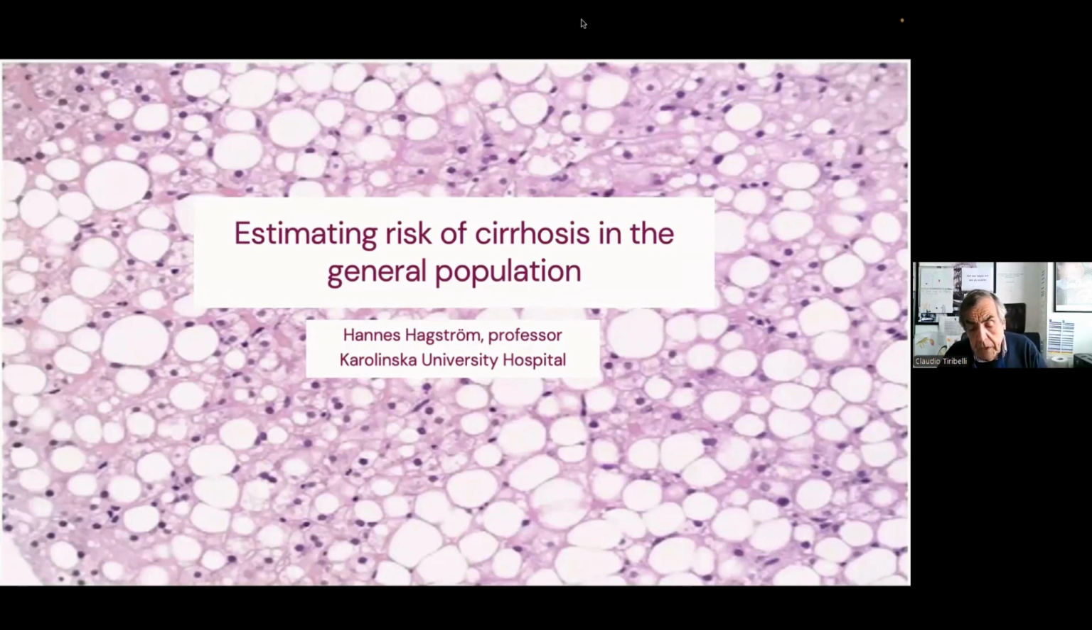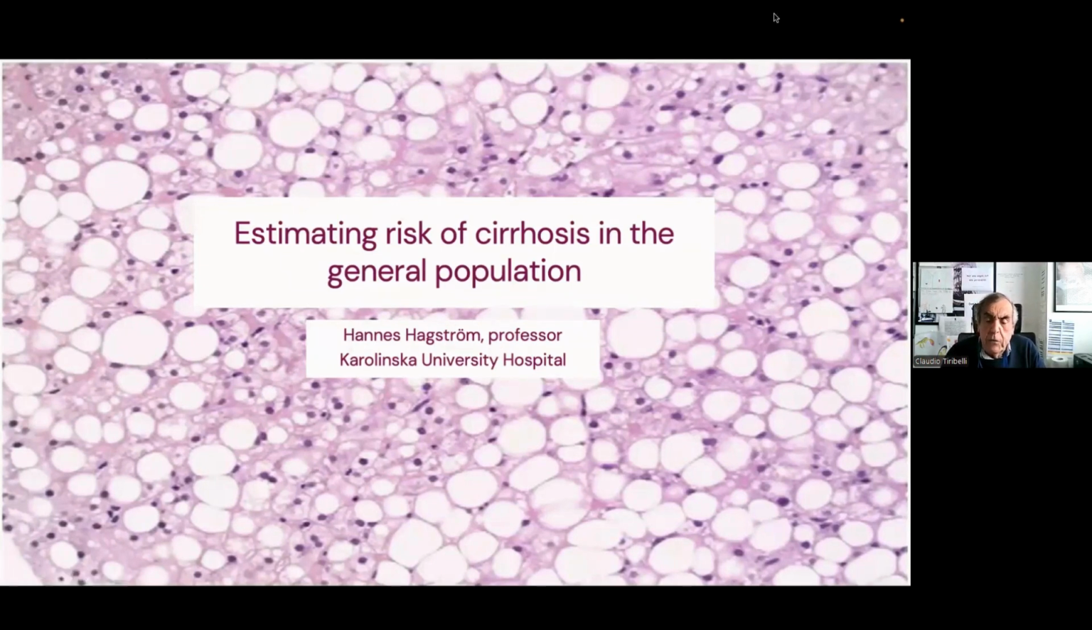Today, Hannes is going to address a very interesting and very real problem, which is estimating the risk of cirrhosis in the general population. I think this is very important because the general population is the population each doctor is seeing almost every day. It's not filtered. It's the real world. So I'm very curious and very keen to give the podium to Hannes to present his lecture.